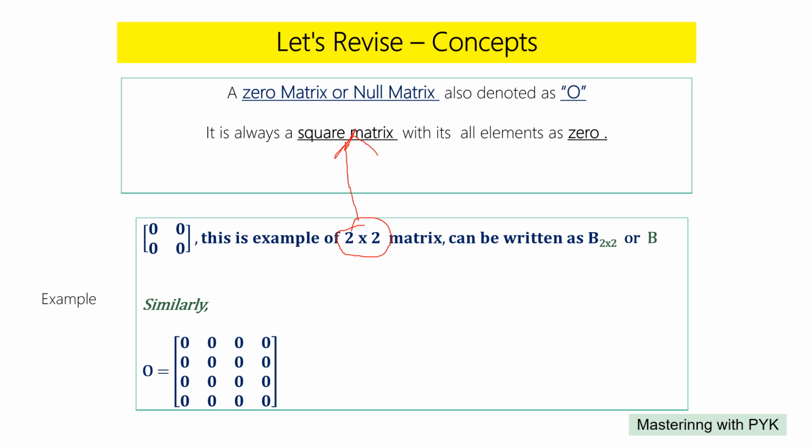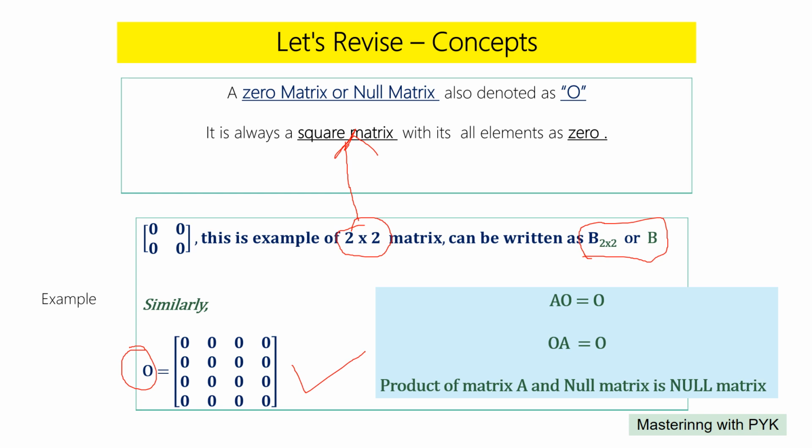Right? I can represent it by any capital letter, but generally it is represented by capital O. So here we have 4 cross 4 and all the elements are 0. So it is a zero or a null matrix.